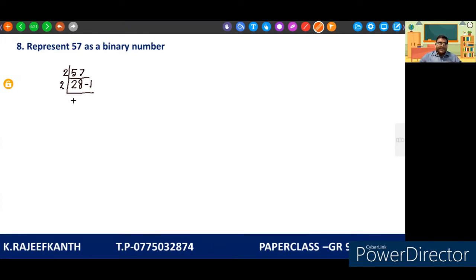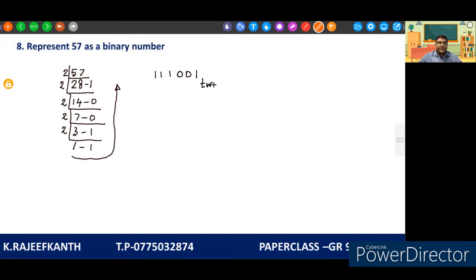Then 28 divided by 2, 14, remainder 0. Here 14 divided by 2, 7, remainder 0. 7 divided by 2, 3, remainder 1. 3 divided by 2, 1 times 2, 2, remainder 1. Now we can write in this order. So 1, 1, 1, 0, 0, 1, base 2.